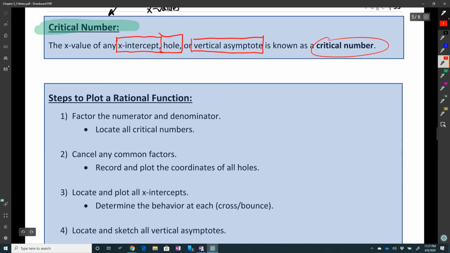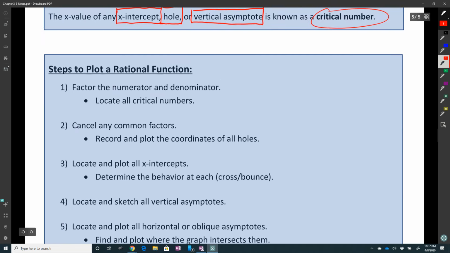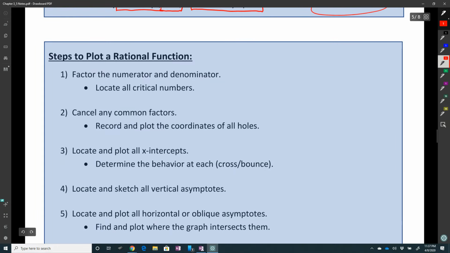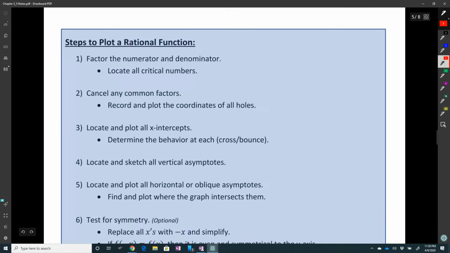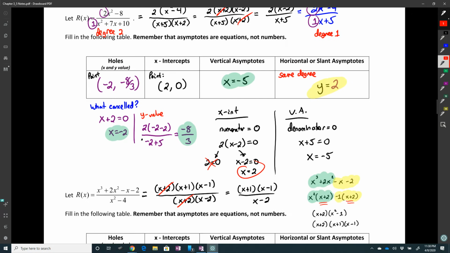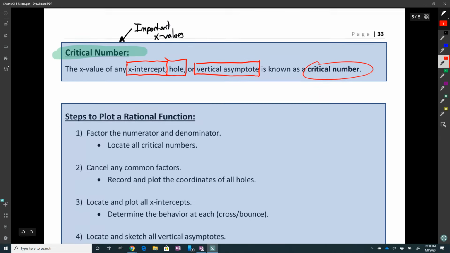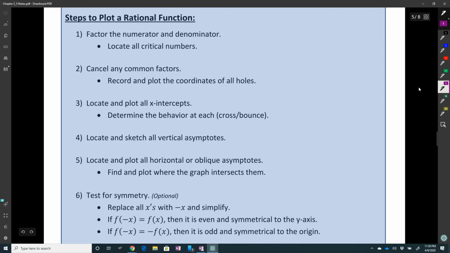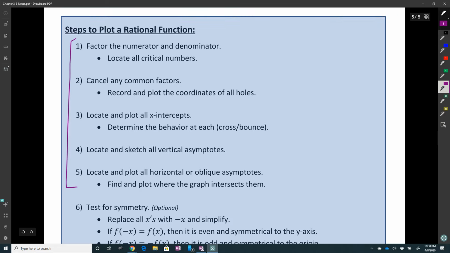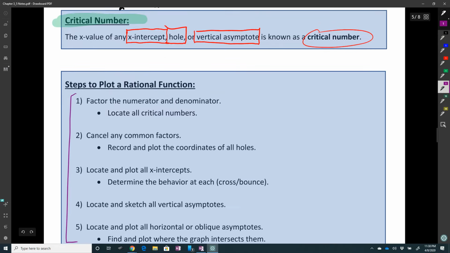But anyway, here's just a bunch of steps. In the book they give you 8 steps to do it. But if you look at the last 2 examples, those last two examples we did were basically steps 1 all the way to 5. So steps 1 through 5 are just find information. Factor the numerator and denominator, cancel anything out, which means find the holes, locate the x-intercepts, locate the vertical asymptotes, find the horizontal asymptote. So that's stuff that we already went over.